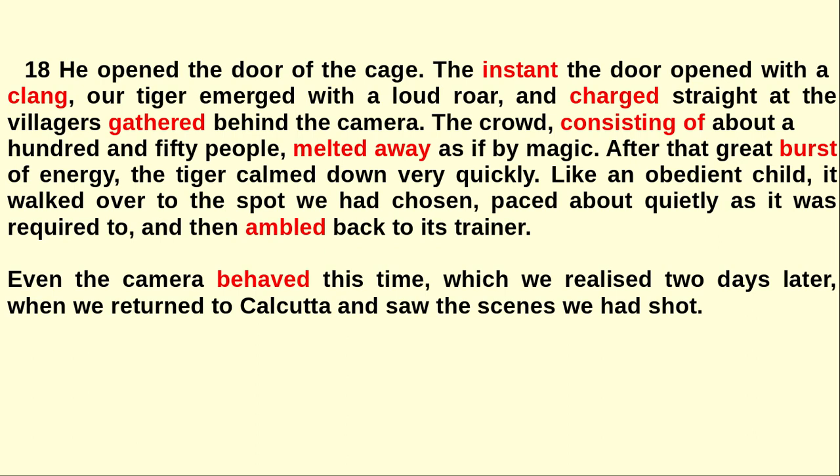The crowd, and there were about 150 people, disappeared as if by magic, right? After the great burst of sudden expression of its energy, the tiger calmed down very quickly. Like an obedient child, it walked over to the spot we had chosen, and paced about, walked slowly, quietly, calmly, as it was required to, and then ambled, walked slowly back to its trainer, that is Mr. Thorat. That means this time it acted well.